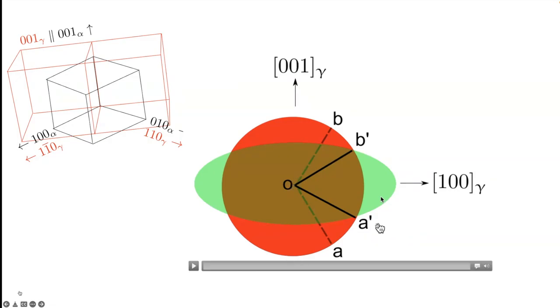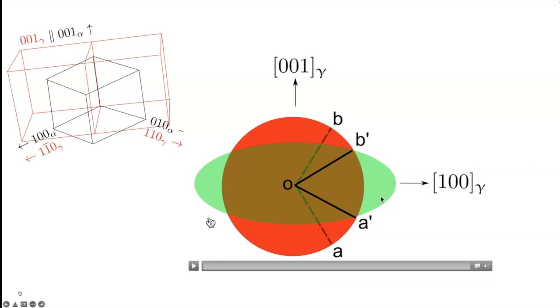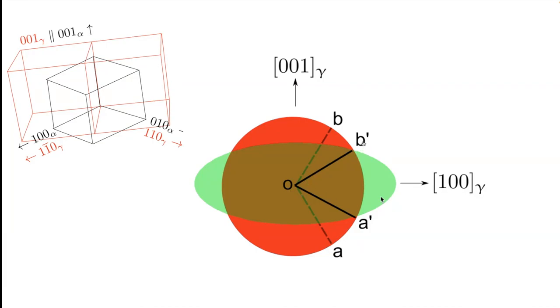And if you look in this, you can find two lines here which remain unchanged in length as a consequence of the compression and expansion. But these two lines are rotated. So the original lines OA and OB become OA dashed and OB dashed. Although they are of the same length, they are changed in orientation. That means they are not coherent lines between the two crystals.